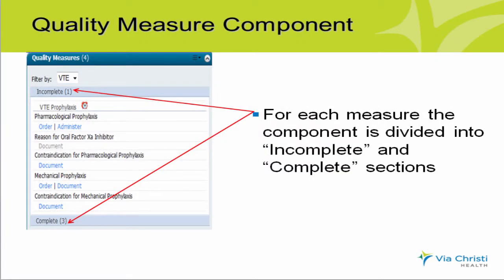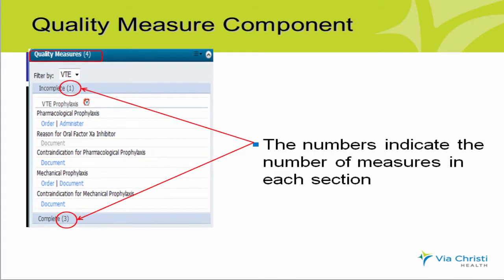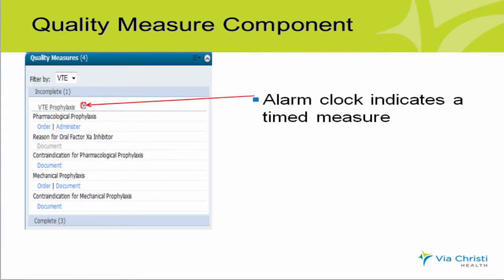The component for each measure is divided into incomplete sections at the top and complete sections at the bottom. The numbers indicate how many items are complete and incomplete. If a measure is timed, there will be an alarm clock icon indicating that it is a timed measure. This means that there is a certain amount of time in which the measure must be completed in order to satisfy or complete the measure.